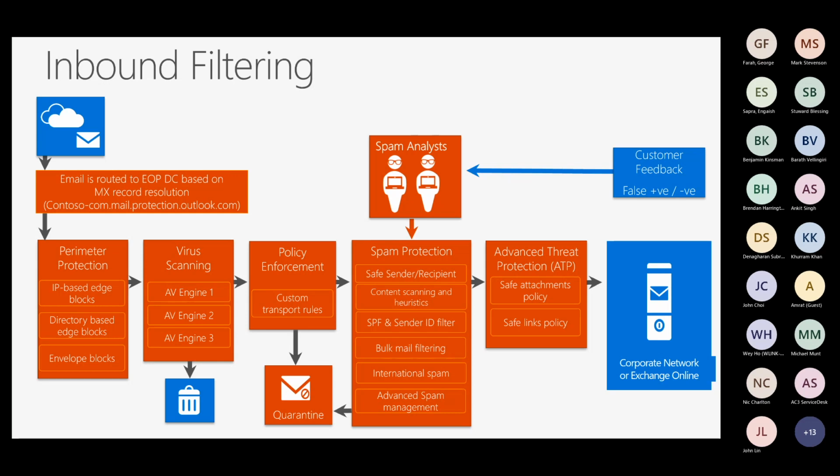So quickly, email comes into the environment and it is then sent through some edge blocking perimeter protection, which does IP-based blacklisting, envelope checking of the actual formatting of the email. It then runs through at least 3 AV engines.